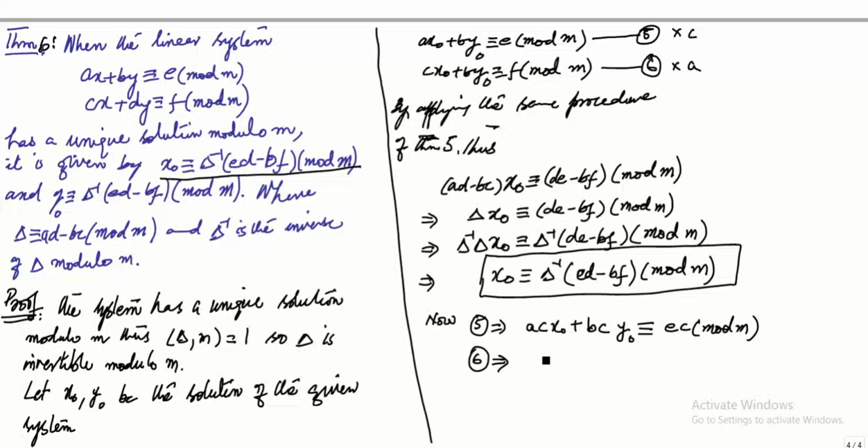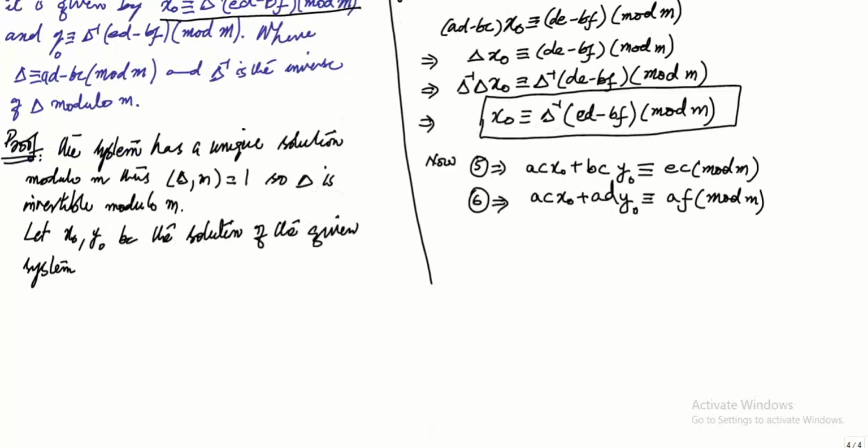And 6 implies AC times x null plus, we are multiplying by A, so AD y null. I think I made a mistake here. It's D, not B, so this will be BD, and D and A, so AD y null congruent to AF modulo M. Now subtract.